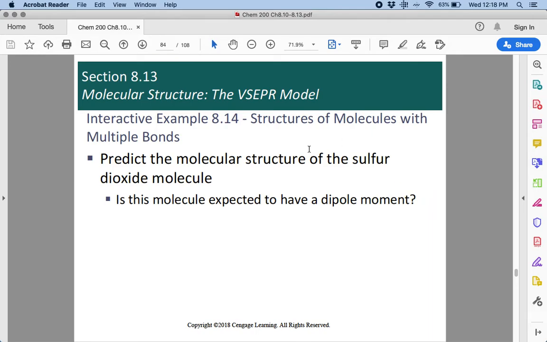So this is getting into a very beefy question. Predict the molecular structure of sulfur dioxide. Is this molecule expected to have a dipole moment? So we need to start off with sulfur dioxide. I'm going to have to draw a Lewis structure of this first. Then I'll have to determine the electronic geometry. Then I'll have to determine the molecular geometry. Then from that, I can determine whether it has polar or nonpolar bonds, where they're pointed, and from that, I can determine whether I have a dipole moment. If you want to pause the video here and try this on your own, I would strongly encourage you to do so.